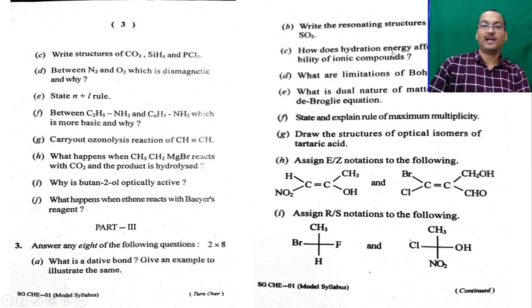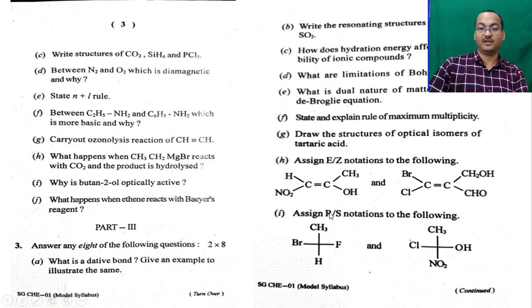How does hydration energy affect the solubility of ionic compounds? What are the limitations of Bohr's theory? What is dual nature of matter? Derive de Broglie equation. State and explain rule of maximum multiplicity. Draw the structures of optical isomers of tartaric acid. The next question, you need to assign EZ notation for these two compounds.